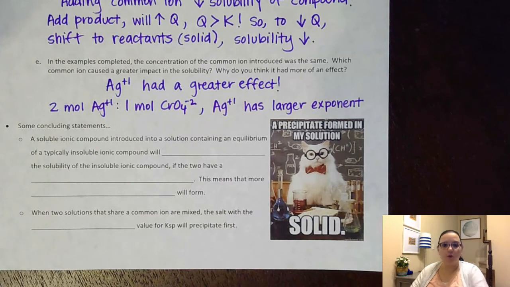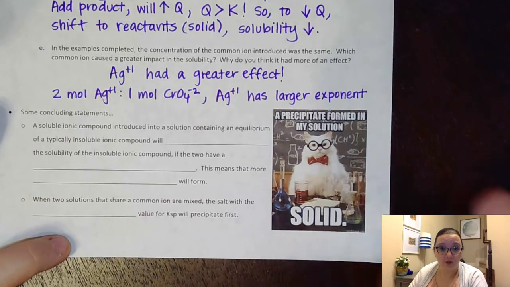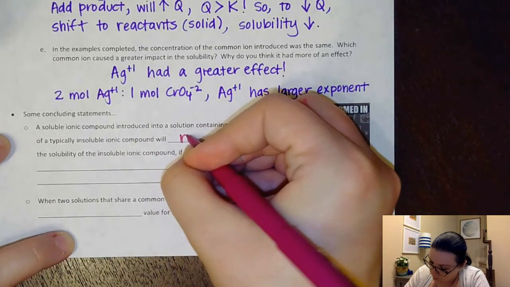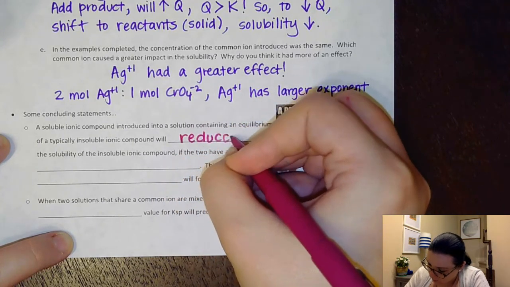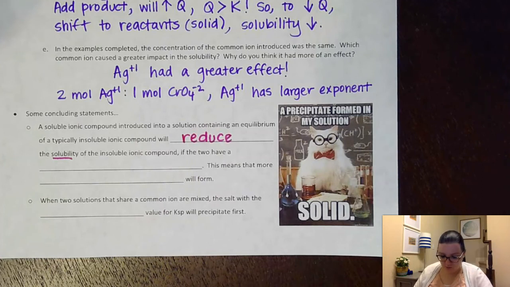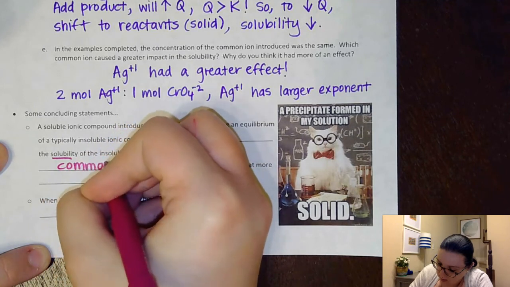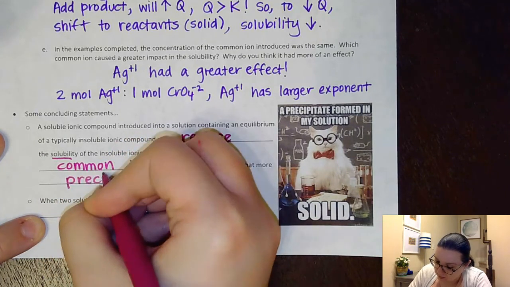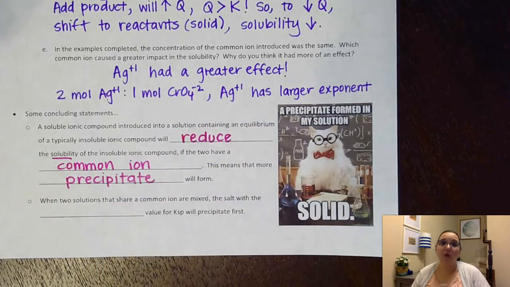All right, so to summarize here, some concluding statements. A soluble ionic compound introduced into a solution containing an equilibrium of an insoluble ionic compound will reduce the solubility of the insoluble ionic compound if the two have a common ion shared between them. If you add a soluble ionic compound into an insoluble one and there's not a common ion between them, then you're not going to see the same effect. It's only because they shared that common ion. So what that means is that you're going to shift more toward the reactant side. And again, the reactant is a solid, so that means more of your precipitate will form when you add that common ion in.